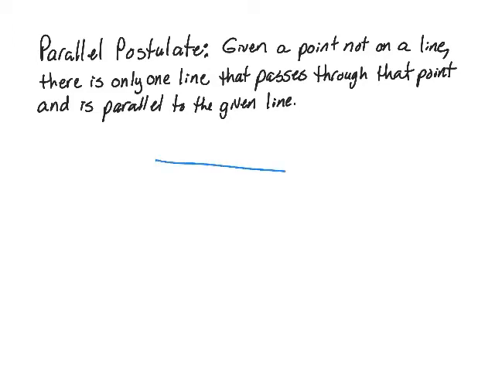If I have line L, and I have a point P that's not on line L, the parallel postulate says there can only be one line that passes through point P that's going to be parallel to L. There can be an infinite number of lines passing through point P, but there's only going to be one that's parallel to L. That is the parallel postulate.